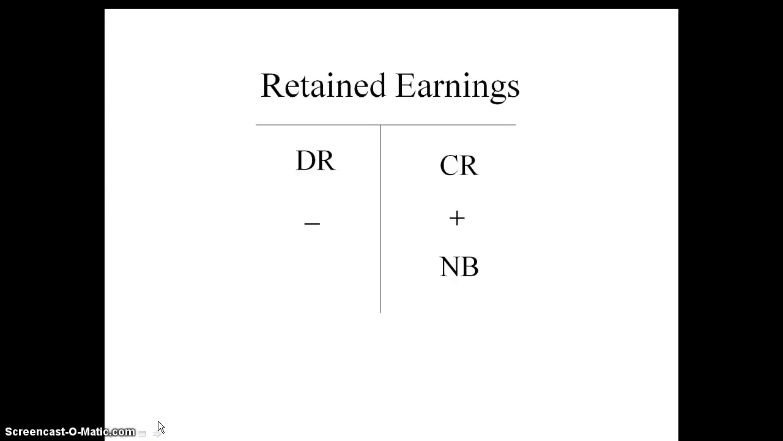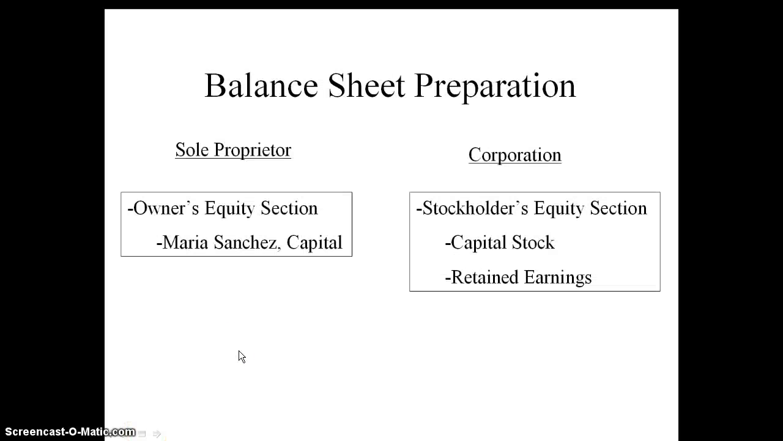Retained earnings is also a stockholders' equity account. We're going to increase retained earnings with a credit. We're going to decrease it with a debit, and naturally, our normal balance will be on the credit side. As we get ready to prepare financial statements in the next sections of this chapter, let's talk about the balance sheet and its preparation.